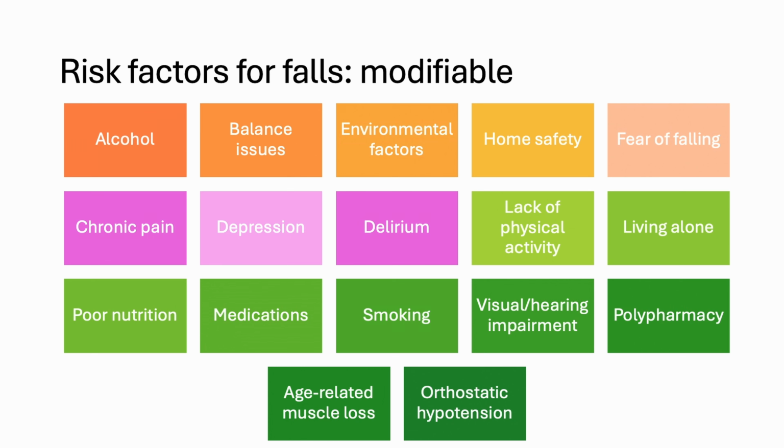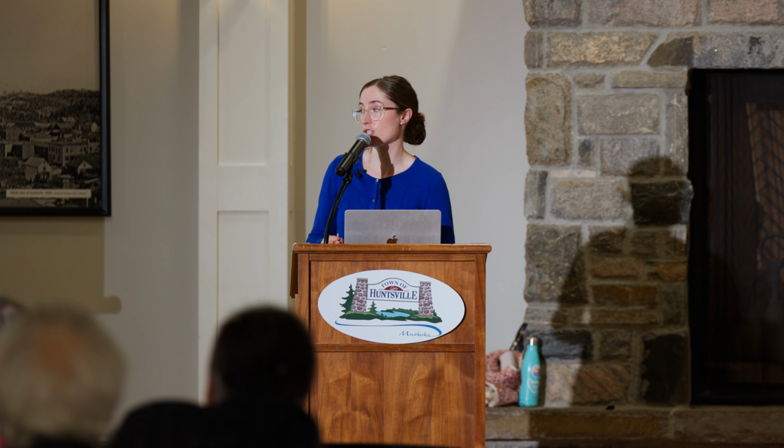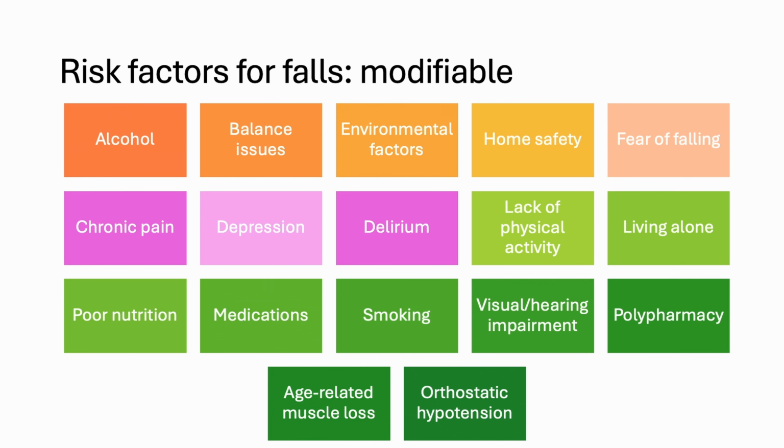And then vision and hearing problems. And then polypharmacy, where people are on more than 5 medications, and medications can interact and have side effects that can increase the risk of falls. And then the last 2, age-related muscle loss and orthostatic hypotension.